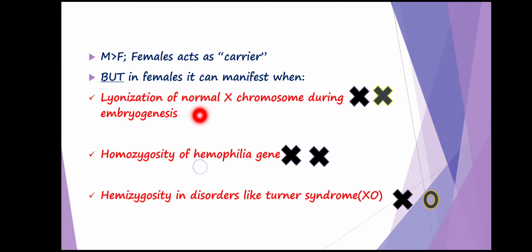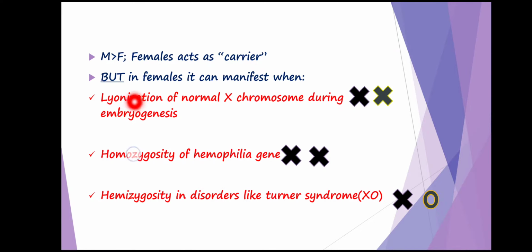So there are three conditions. First, if the female gets the mutated gene from both mother and father, so if it is homozygous, then the female will manifest. Secondly, in a female with XX genotype, during embryogenesis, if one of the X chromosomes has become inactivated due to a process known as lyonization, then again that female will manifest the disease. Thirdly, if a female has Turner syndrome where only a single X chromosome is present and that chromosome is defective and carries the mutation for hemophilia A, then again she will manifest.